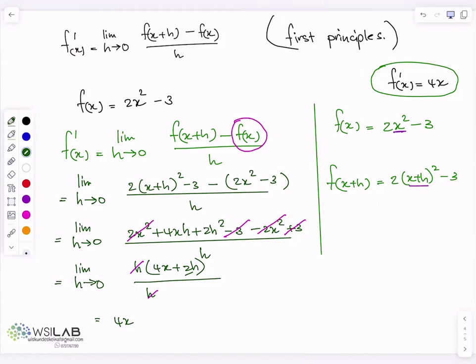Wait, so the 4xh, where did the h go? Did we make it 0? Oh, yes, because of the rule. We're not allowed to make h 0 at the bottom. So we first need to cancel that h at the bottom. Okay. We can write this down.